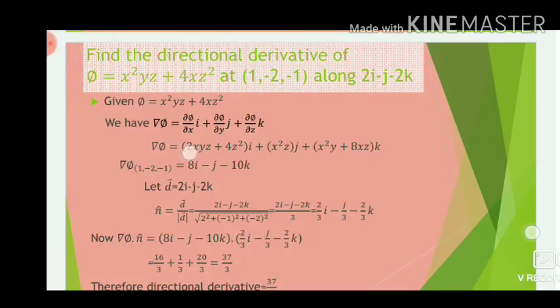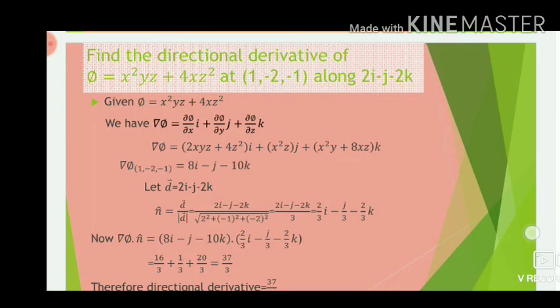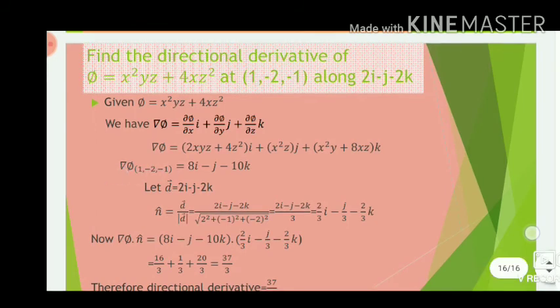So del phi will be 2xyz plus 4z square i. That is, the partial derivative of phi with respect to x is 2xyz plus 4z square into i, plus the partial derivative of phi with respect to y is x square z into j, plus the partial derivative of phi with respect to z is x square y plus 8xz into k. So now at the point 1, minus 2, minus 1, to find del phi at this point, put x is 1, y is minus 2 and z is minus 1. So we will get del phi as 8i minus j minus 10k.